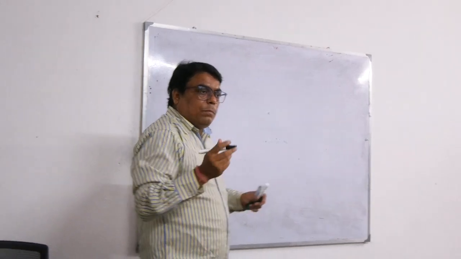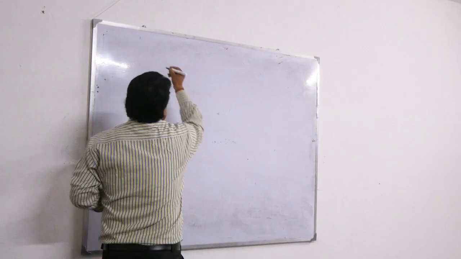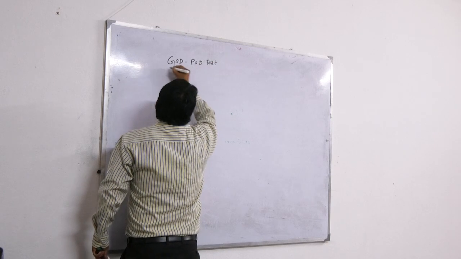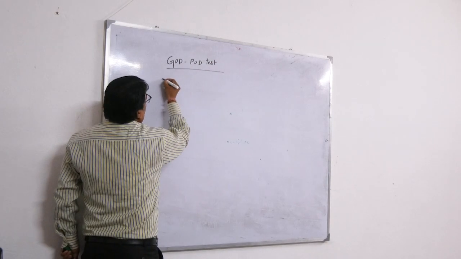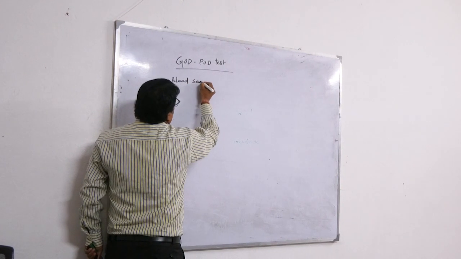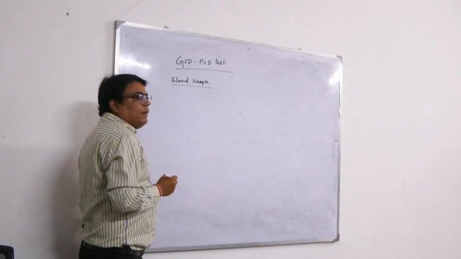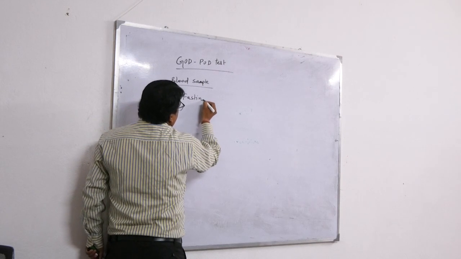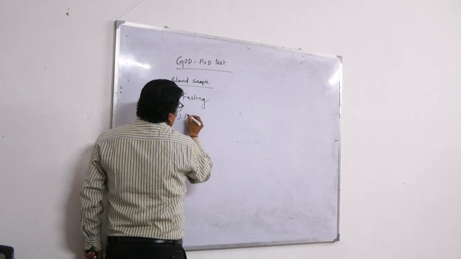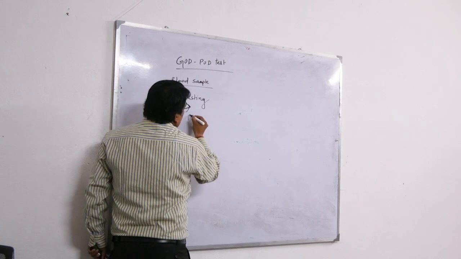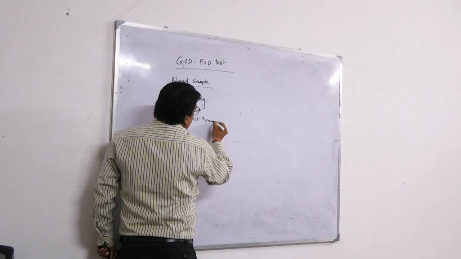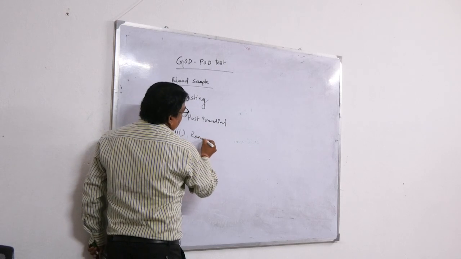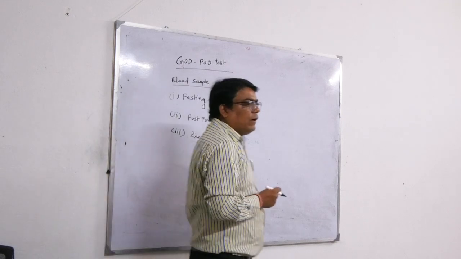Before performing this test, the GOD test, we require a sample first. We require a blood sample, in which the first sample is fasting, the second sample is postprandial, and the third sample is random. Random blood sugar, we call it random.